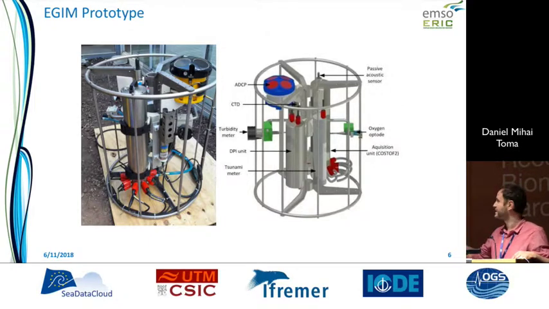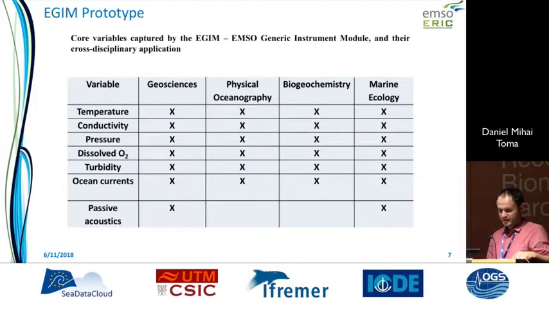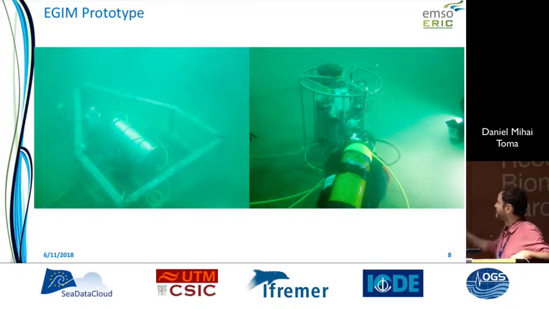This was developed in such a way that it can work in any kind of EMSO node that I presented earlier. So it can go on a mooring line, on the seabed, or in cabled observatories. The core variables that we chose to be provided by EGIM are done in such a way that they can be used by multiple disciplines such as geoscience, physical oceanography, biochemistry, and marine ecology. Here you can see the deployment. On the right side is the OBSEA Observatory and the node, and to this node a secondary node was attached, which is the EGIM prototype.